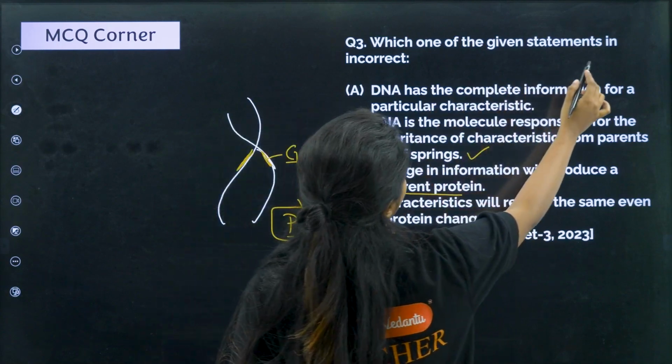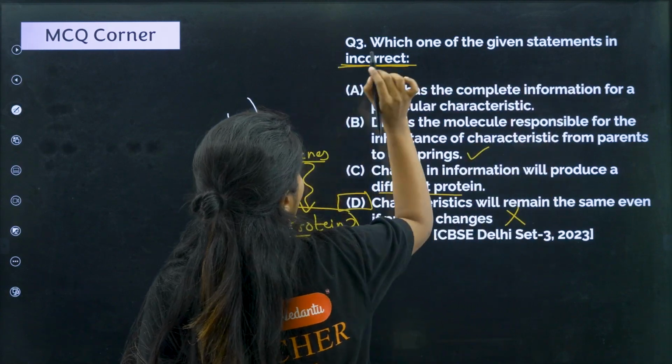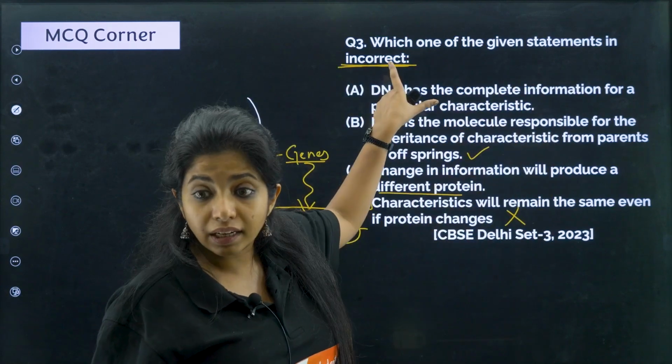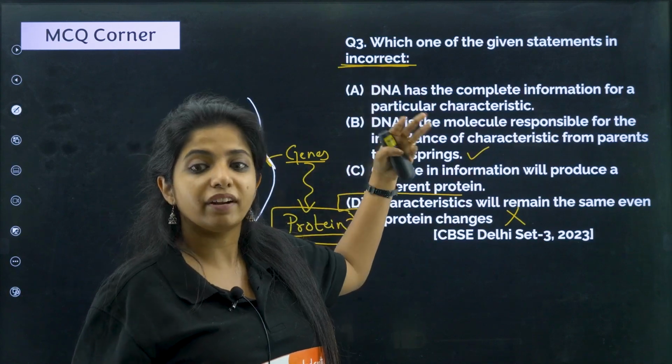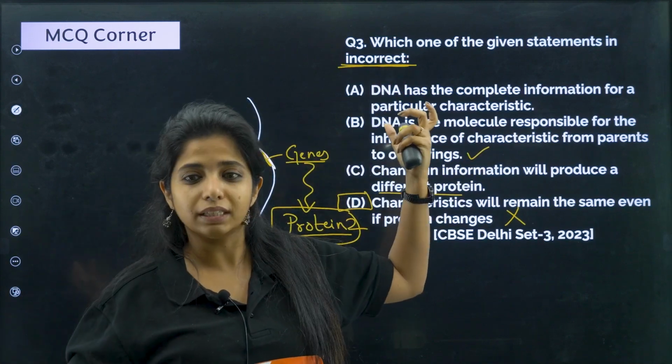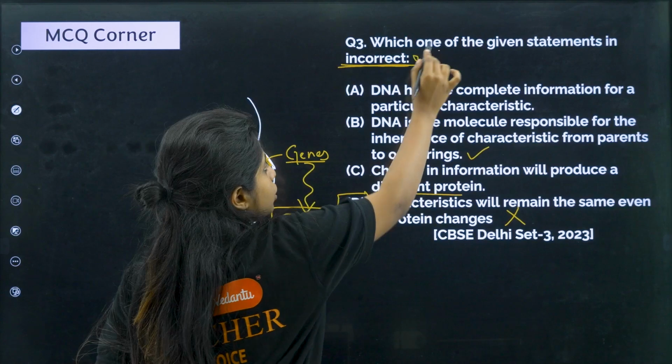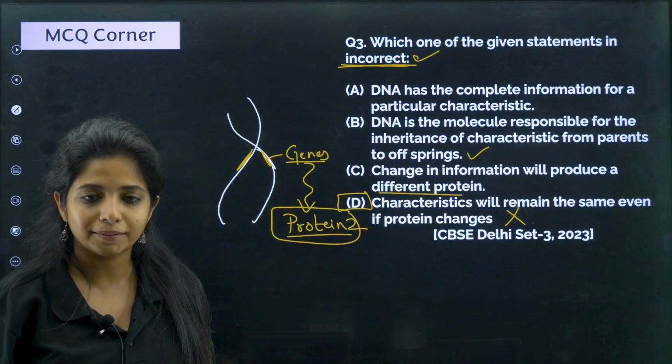And you were asked for finding what? Incorrect statement. Whenever this type of question comes, underline what you have to find. Because sometimes we try to find the correct statement and end up thinking, oh, all of them are correct. So underline it, and this becomes a lot easier for you to solve the question.